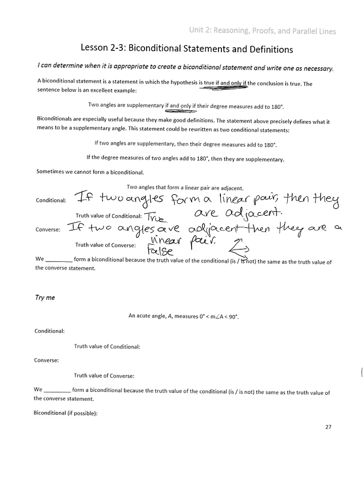So we found that we cannot form a biconditional because the truth value of the conditional is not the same as the truth value of the converse statement. So biconditionals can only be formed if the truth values of the conditional statement and the converse statement are the same. So now I want you to go through and try this example right here. We'll go over it in class together.